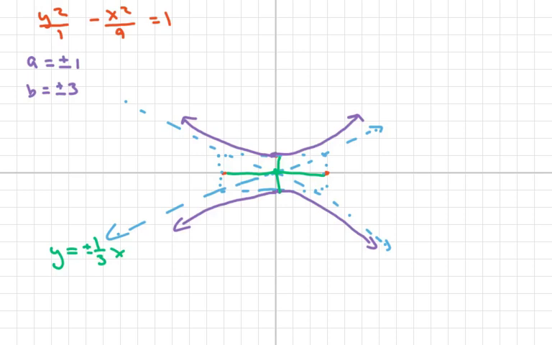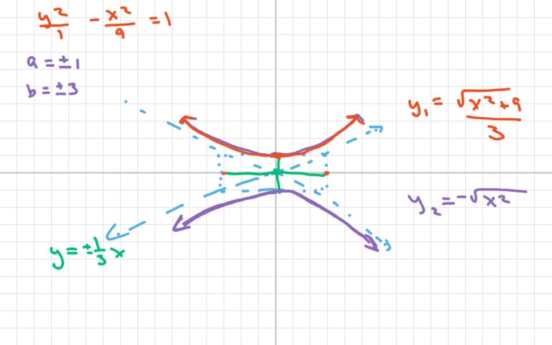And as far as the two functions, this first one, right there, that top part, the first function would be the square root of x squared plus 9 over 3. And then the one down here, the second one, would be the minus part, where it reflects. So there's your two functions.